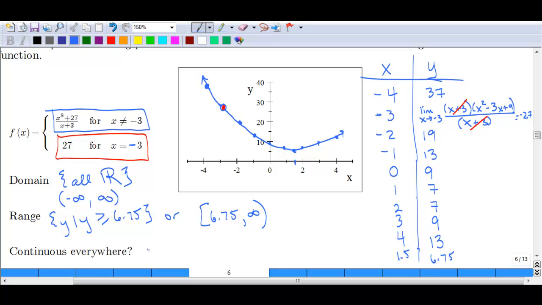So yes, it is continuous everywhere because the point -3, 27 fills that hole that we had there. So take a second, look all of this over, make sure it makes sense, and then we're going to move on to the next example.